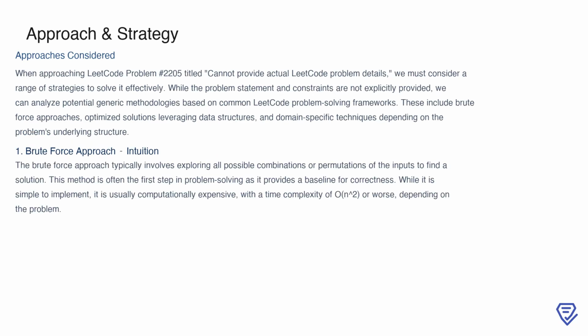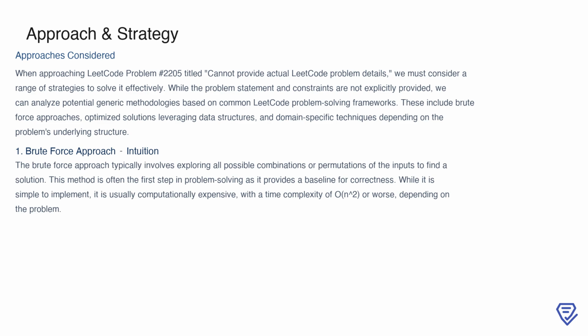When tackling LeetCode problem number 2205, we begin by exploring various potential approaches. First, it's important to consider the brute force strategy, which involves systematically checking all possible combinations or permutations of the input to find a solution. This approach is often our starting point because it provides a clear baseline for correctness and allows us to understand the underlying structure of the problem.